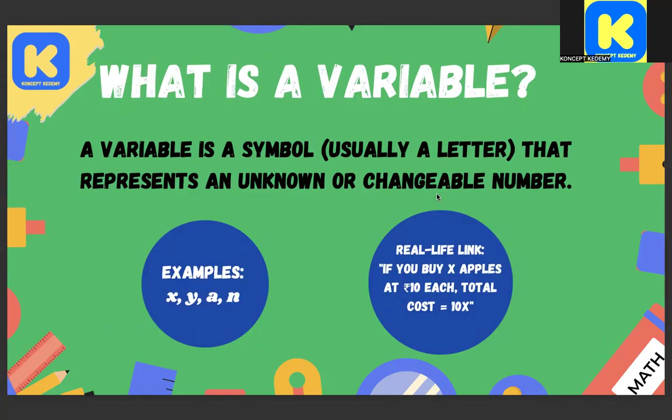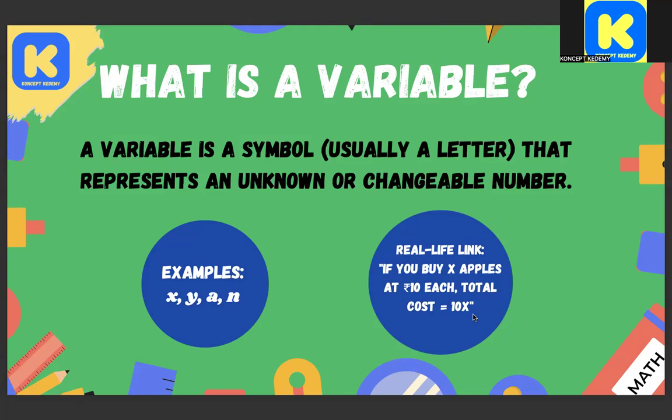So what is a variable? A variable is a symbol, and usually we use a letter to symbolize it, that represents an unknown or changeable number. The examples are x, y, a, as you know the English alphabets, and sometimes we use Greek alphabets also. The real life link is, if you buy x apples at 10 rupees each, the total cost will be 10x. That means x is the number of apples. Now we don't know, it could change.